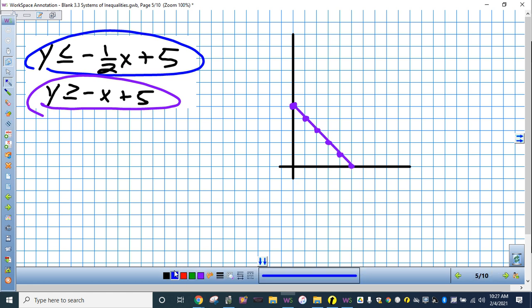Then we'll graph the blue one. Again, it starts at positive 5. That one goes down 1, right 2. And I'm going to go all the way until the x-axis again.